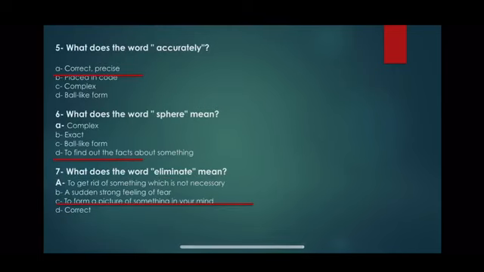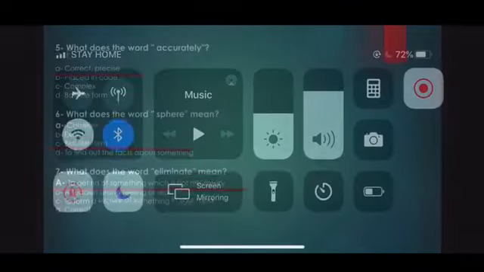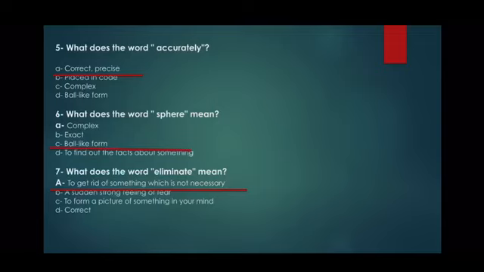What does the word accurately mean? It means correct or precise, and you should memorize it from the box in your worksheet. What does the word sphere mean? It means a bowl-like form, which is C. The answer is C, sphere, bowl-like form. What does the word eliminate mean? It means to get rid of something which is not necessary. Okay. What does the word accurately mean? It means correct or precise.